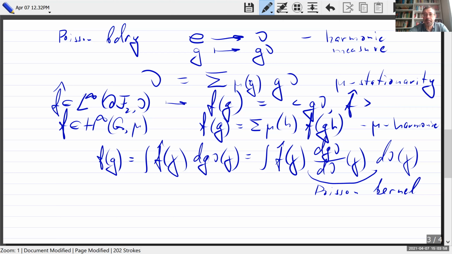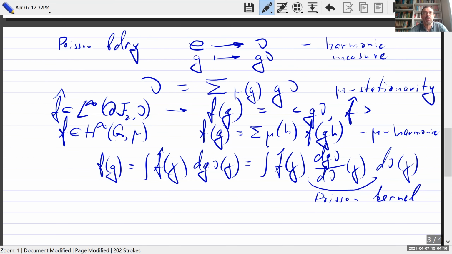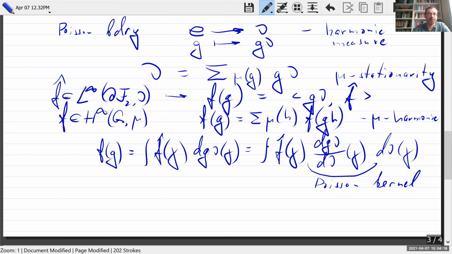Okay, so how does it work? Here, in our topological situation, what we had was actually the following. So we had a map which assigned to sample paths of our random walk the corresponding boundary point.